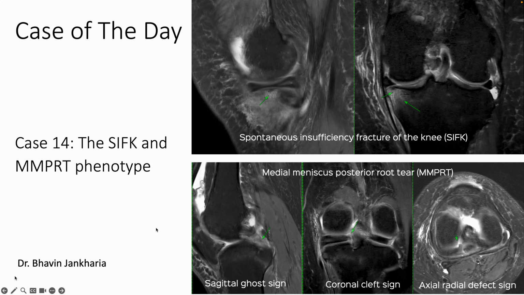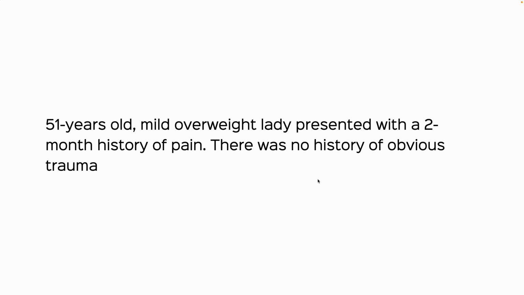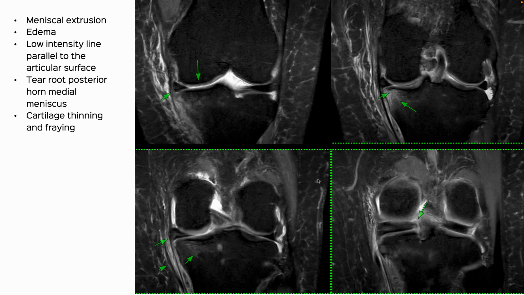This is titled the SIFK and MMPRT phenotypes. SIFK stands for spontaneous insufficiency fracture of the knee, and MMPRT is medial meniscus posterior root tear. So this is a 51-year-old, mildly overweight lady, presents with a 2-month history of pain, no history of obvious trauma.